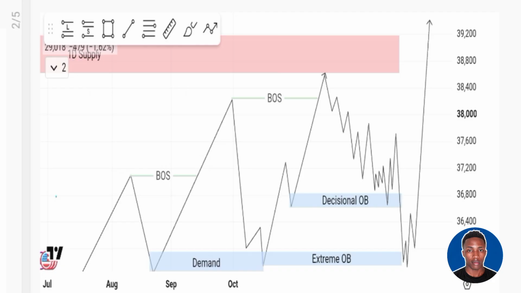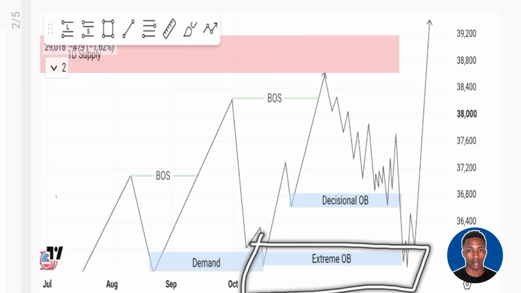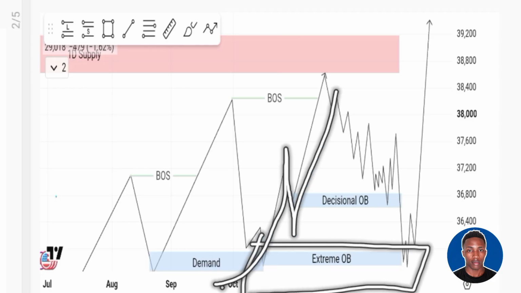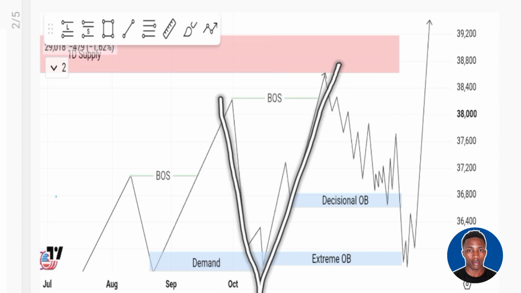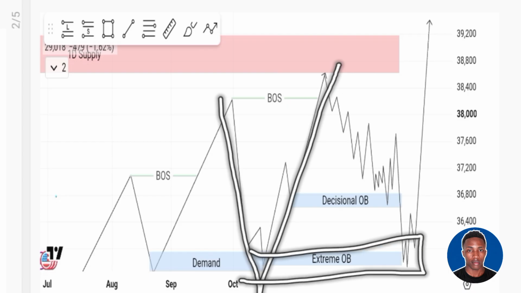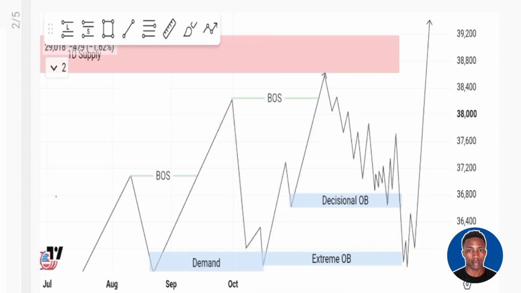All you need to do is to repeat the same thing. You go on the 4-hour time frame and you look, but this time instead of looking for a decisional, you go and look for the last order block that was formed on the 4-hour time frame. That is the one that you want to mark.